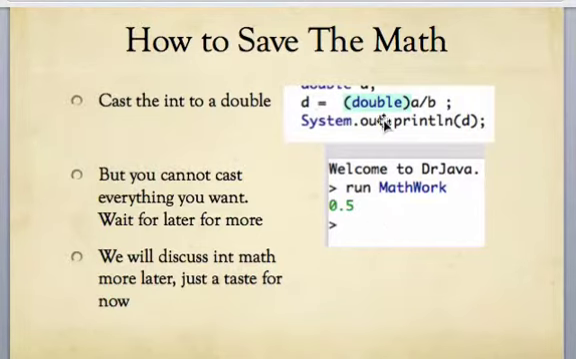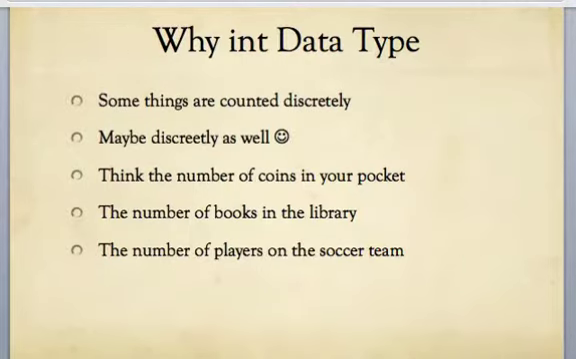So we'll talk about casting in class, and notice it says you can't cast everything you want. We'll talk about what you can cast and what you can't cast, and what some of the problems with that are. We will also be discussing a lot about integer and double math as we go along. One of the things that computers do well is math, but you've got to let them know what kind of math they're working with.